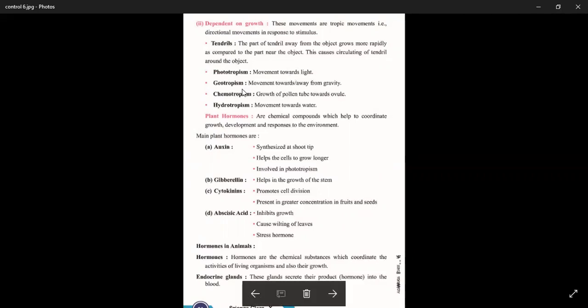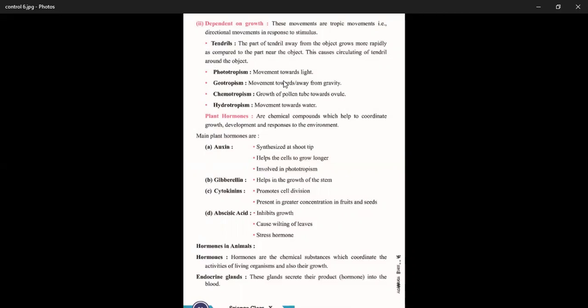Next is geotropism. Geo means gravity. It is a directional movement. Movement of a plant part in response to gravity is called geotropism. Next one is chemotropism. The example of phototropism is the movement of the stem towards the light.